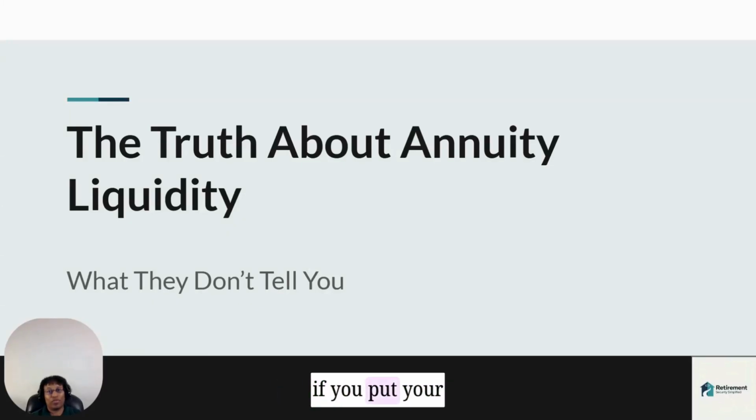Someone told you that if you put your money into an annuity, it's locked away for 10 years and you can't touch it. I want to be honest with you right up front, that's not entirely true, but it's not entirely false either. Here's the real answer. Liquidity inside a fixed index annuity isn't a yes or no switch. It's a set of rules, and once you understand those rules, you'll know exactly what you can access, when you can access it, and what it might cost you if you go outside those lines.